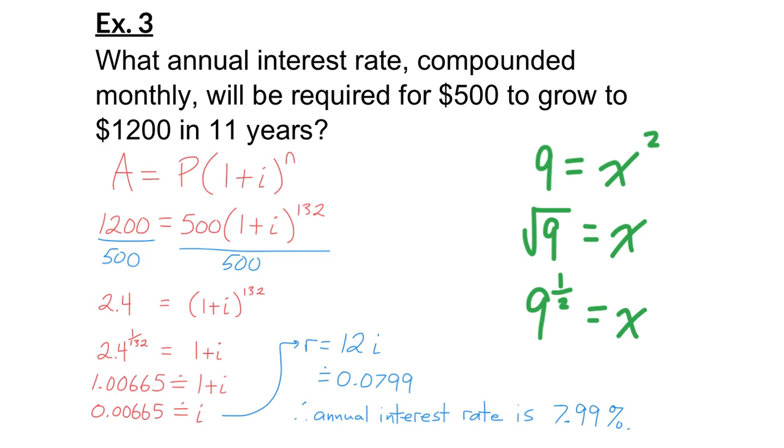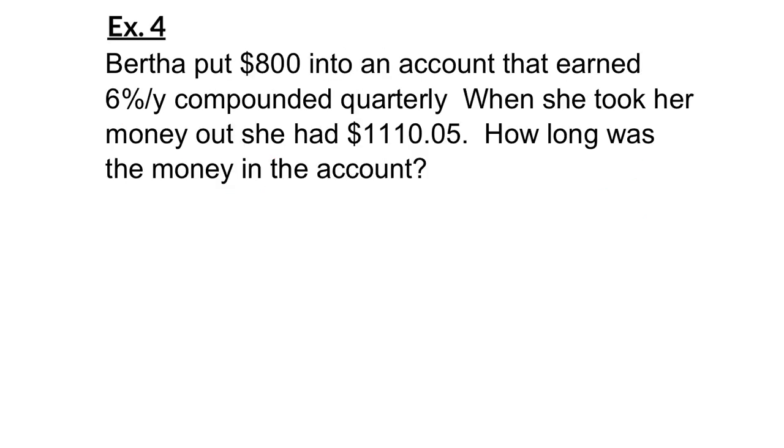So you can actually figure out what the interest rate is if you know what you're starting with and what you're ending with, and the amount of time and the compounding frequency. The key thing here, if you want to undo an exponent, turn it into a rational exponent like I did here. Here's the next example.